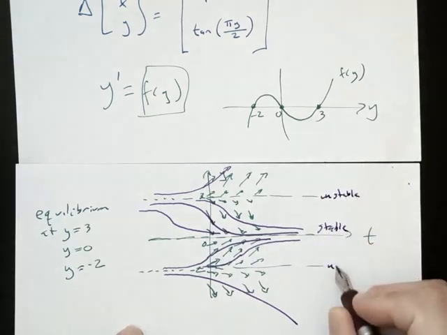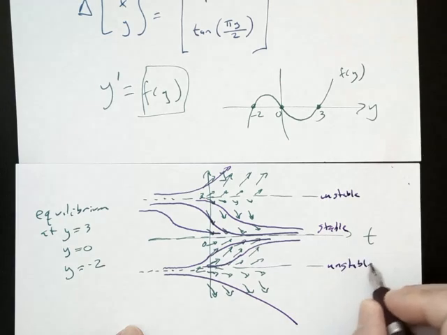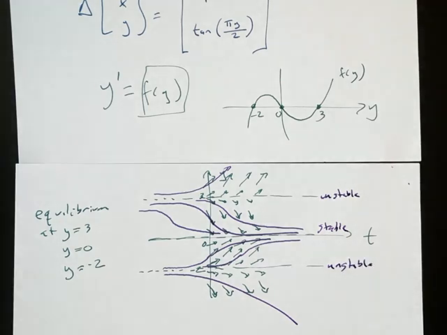It is also possible, by the way, to have the arrows go in the same direction on both sides of an equilibrium. So we'd be approaching from one side and leaving from the other. That's called semi-stable. Didn't happen in this picture, but it is possible. How about if my graph has more than one piece?